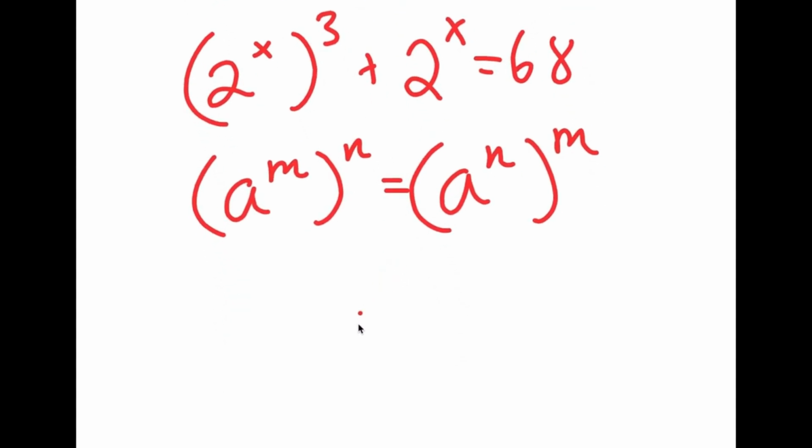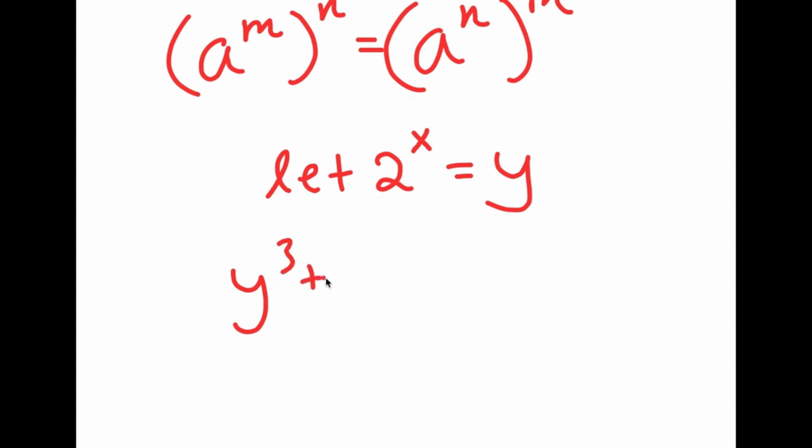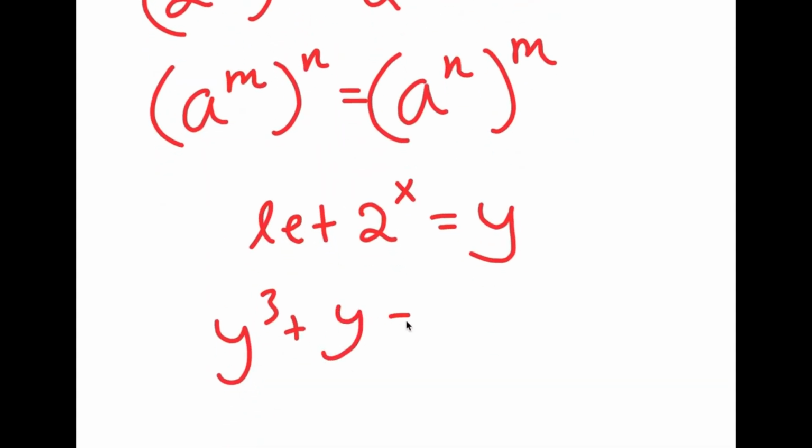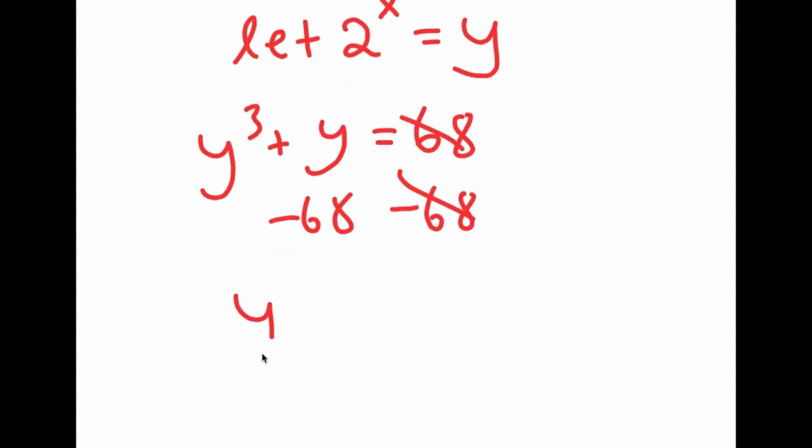Now from here, I'm going to let 2 to the power of x equal to the variable y. So if I substitute in y for 2 to the power of x, I get y to the power of 3 plus y is equal to 68. Now I can subtract 68 on both sides. So I get y to the power of 3 plus y minus 68 is equal to 0.